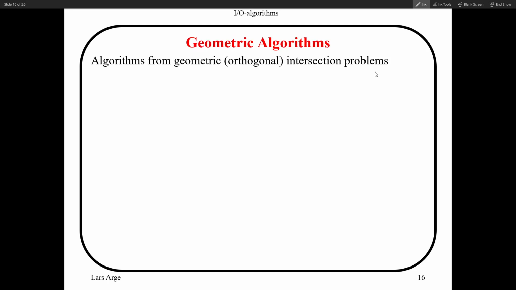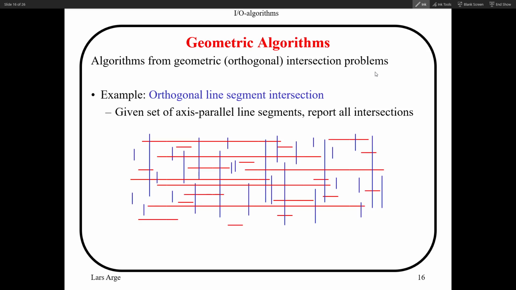The next idea we're going to explore is an idea that allows us to do sweep line algorithms in the IO model. So let me just quickly overview one solution for one specific problem that we're going to look at, and this is called orthogonal line segment intersection. We have a bunch of vertical and horizontal line segments, and we're going to find all the intersections.